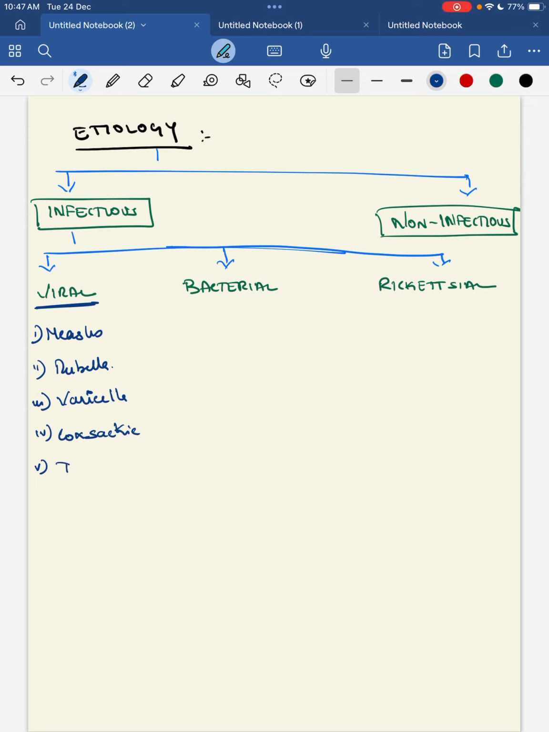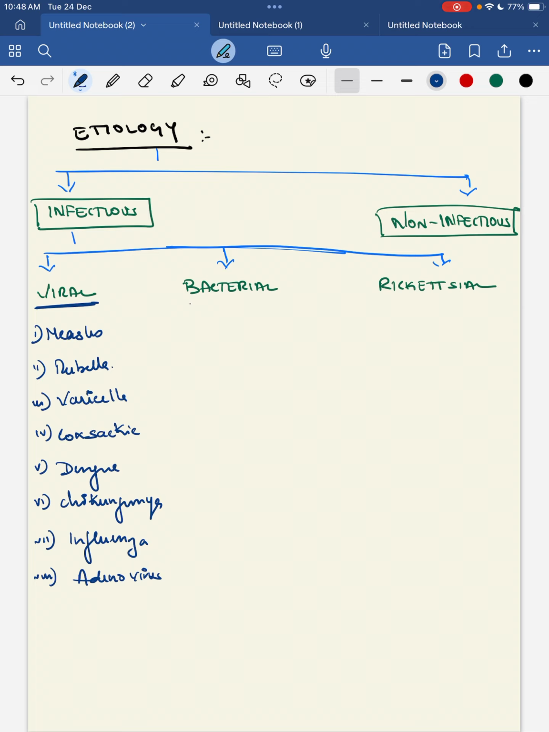Fifth, dengue. In dengue you will be seeing petechiae. A recovering rash will be present in chikungunya. Seventh, influenza and your adenovirus. These all can cause a child to present with fever and rash.